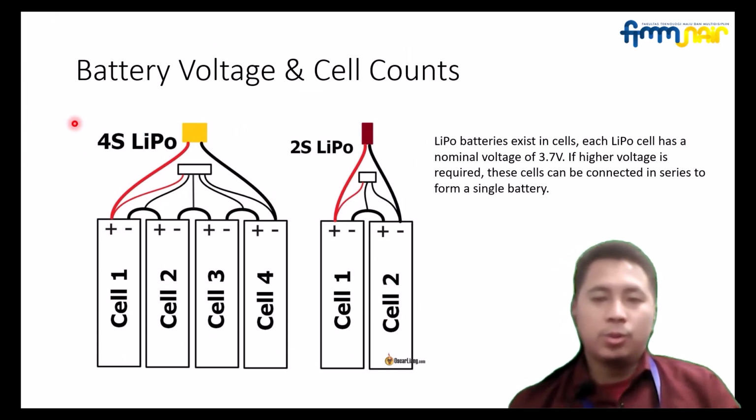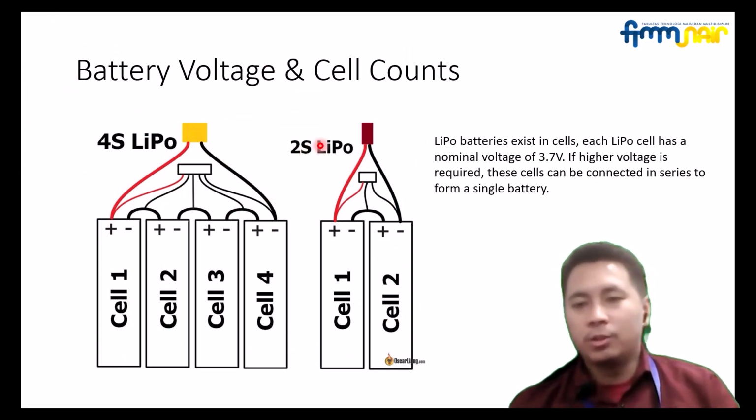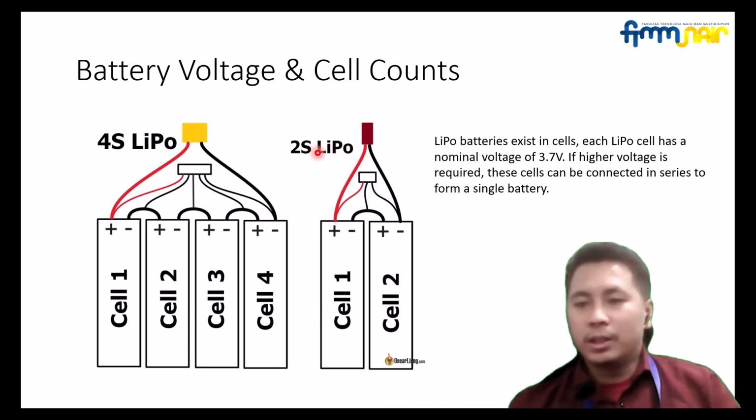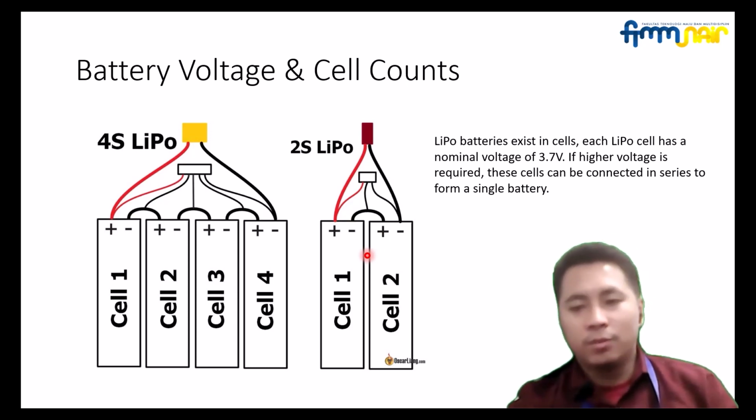So in the drone, the information that you have to know about the battery is the battery voltage and cell count. So this is an example diagram: cell 1, cell 2, cell 3, cell 4. So it is a 4-cell lithium polymer, and this is the arrangement for 2 cell. A lithium battery consists of cells. Each cell has 3.7 volts. If higher voltage is required, the cells can be connected in series to form a single battery.